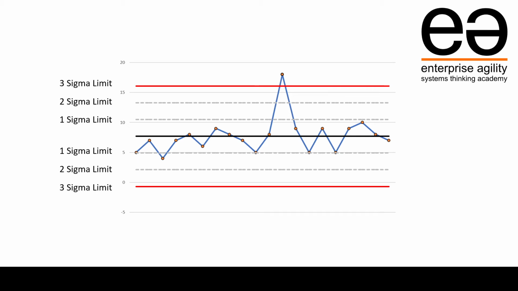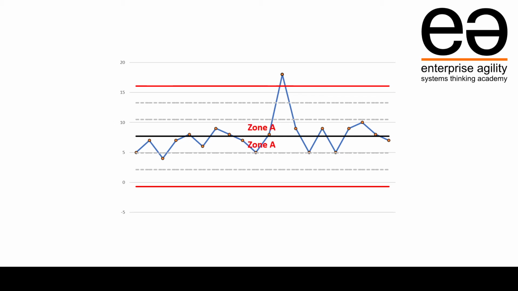What we're going to do for the remainder of this video is just use the terminology of zones A, B and C above or below the average. So we've got zone A, which is the gap between the average and the 1 sigma limit. Zone B is the gap between the 1 sigma limit and the 2 sigma limit. And zone C is the gap between the 2 sigma limit and the 3 sigma limit, otherwise known as the upper and the lower control limits. To spot the signals, all we need to do is to look for runs of data points within these zones. So without further ado, let's look at Rule 1.